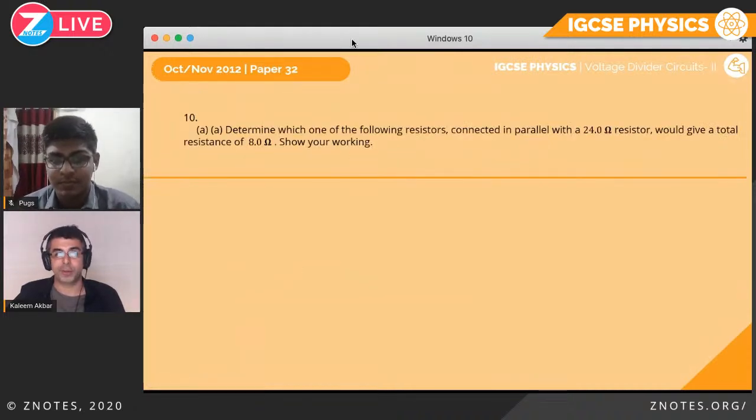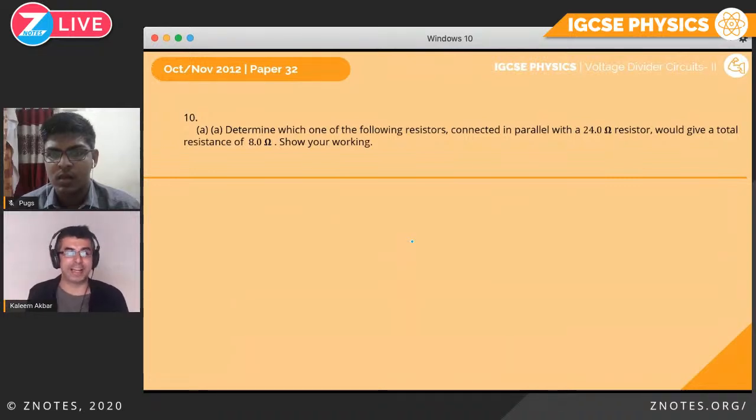So let's do another one. Determine which one of the following resistors connected in parallel with a 24 ohm resistor would give a total resistance of 8 ohms. See, these kind of questions, students don't like them because they're doing the whole thing in reverse. What they're doing is they're giving you the answer and they're wanting you to work it back. It's quite naughty, actually.